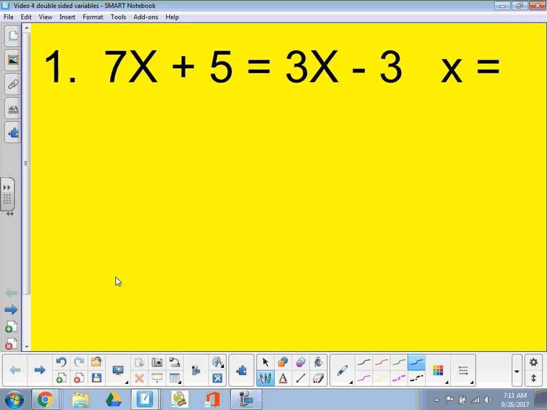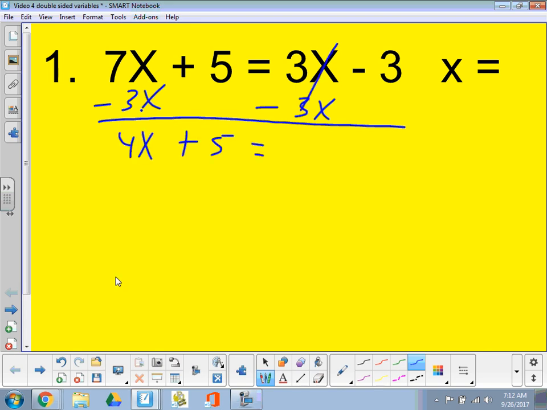This first one, I'm going to keep the 7x on the left-hand side and eliminate the 3x. To do that, subtract 3x, subtract 3x. When I do that, 4x plus 5, those two cancel because 3 minus 3 is 0x. 0 times anything is 0. And if we add or subtract 0 from any other number, it doesn't change the value. So the 3x minus 3x cancels, equals negative 3.